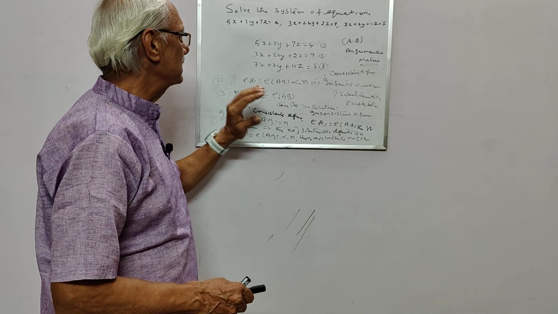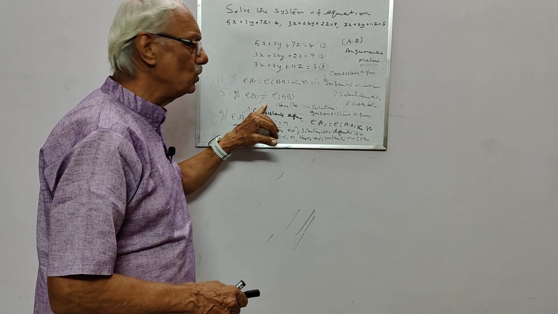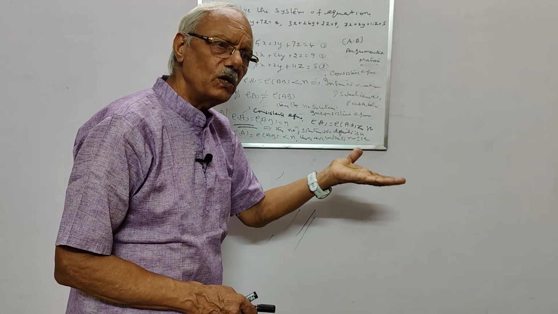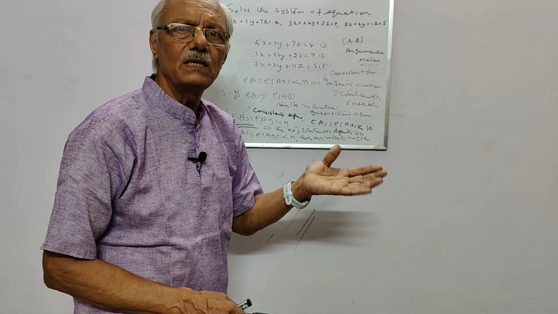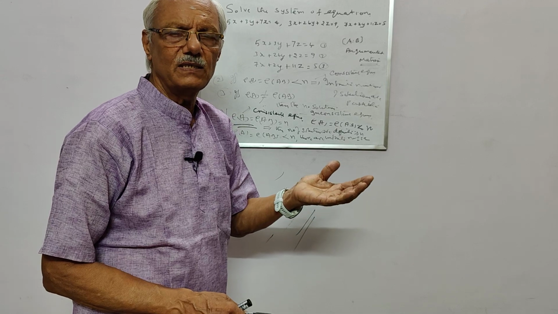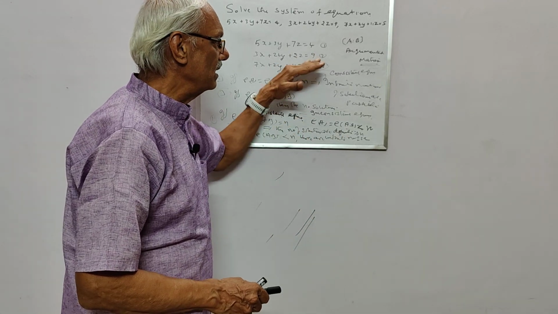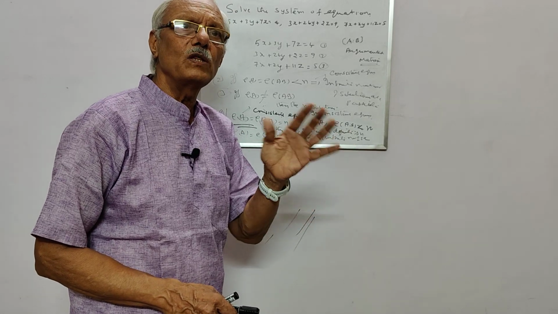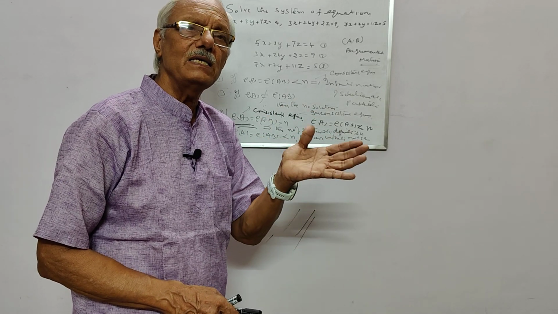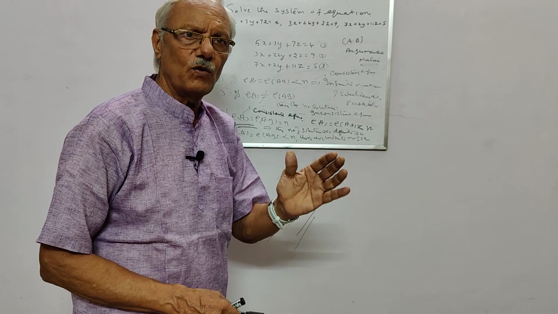The last case is if rank of A is not equal to rank of AB, then the system of equations is inconsistent and you have no solutions for that. Can you understand? So this rank of a matrix decides on the consistency and inconsistency of the system of equations.